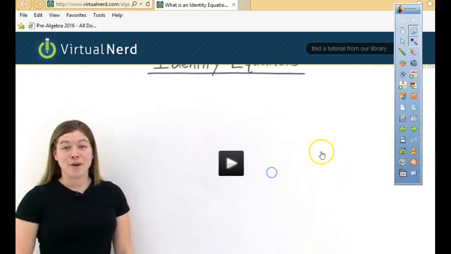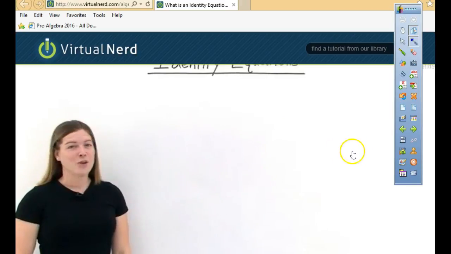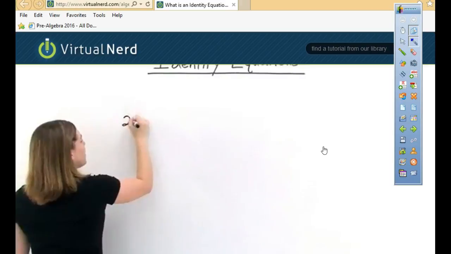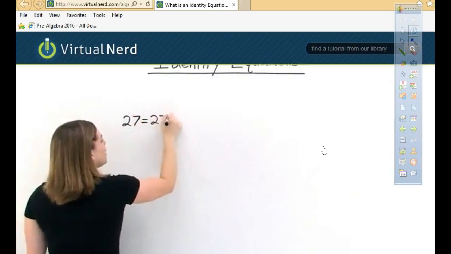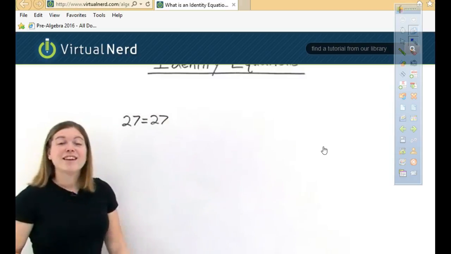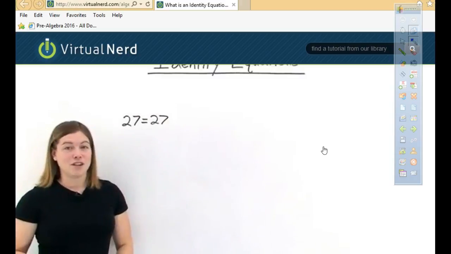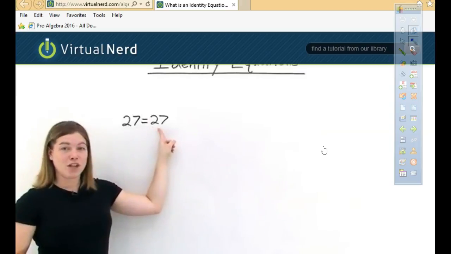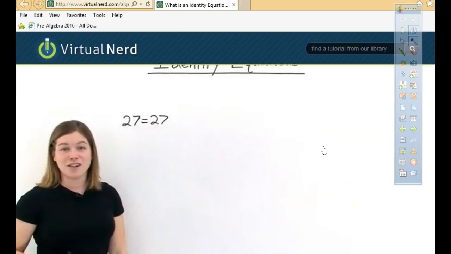What is an identity equation? Well, to figure out what an identity equation is, let's start by looking at a few examples. 27 equals 27. Well, that's a true statement. This is an example of an identity equation. When the left-hand side always equals the right-hand side of our equation, we have an identity equation.